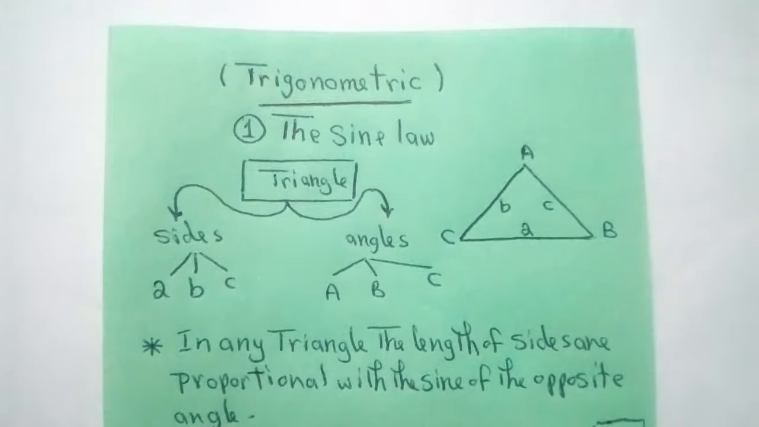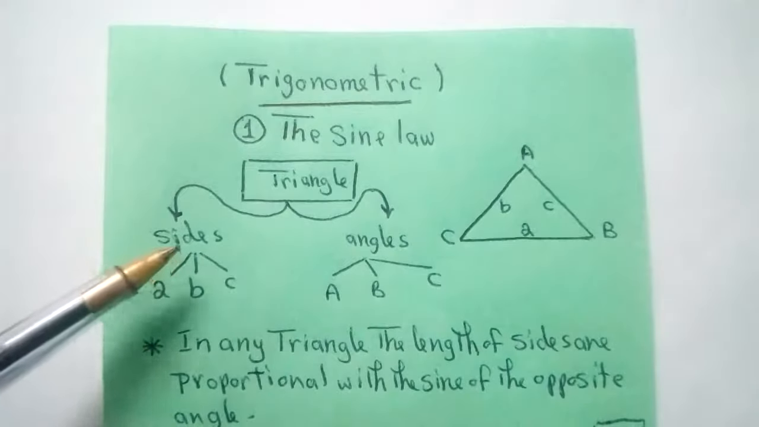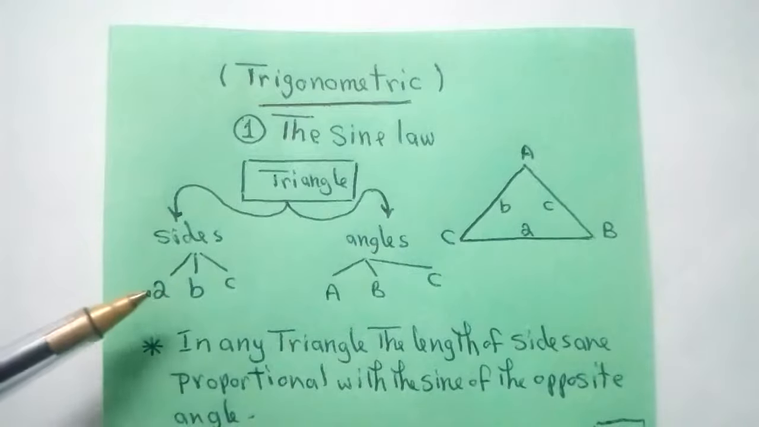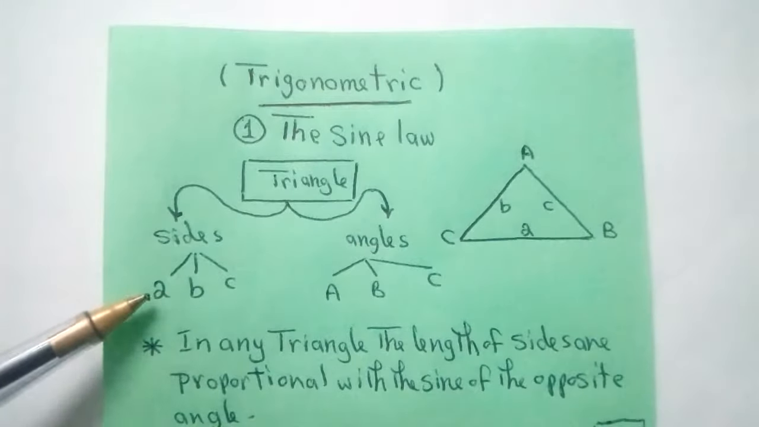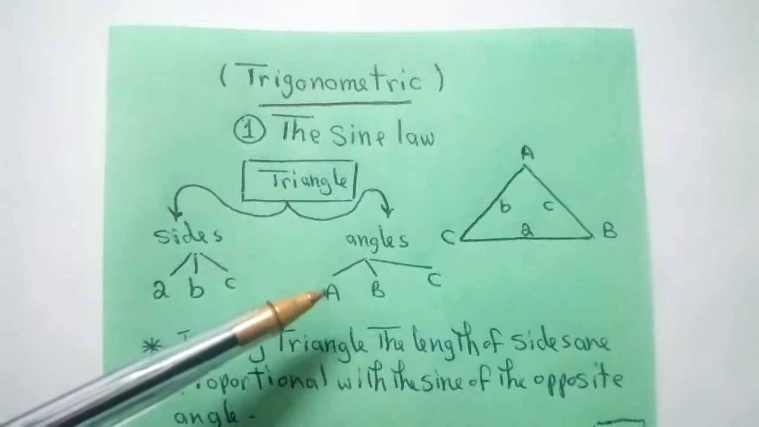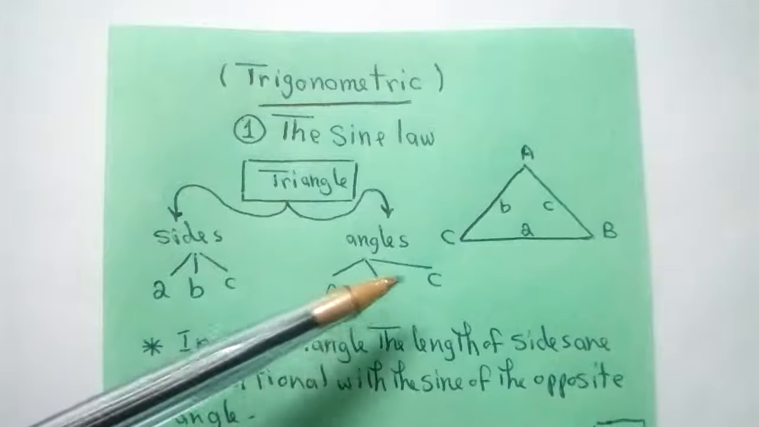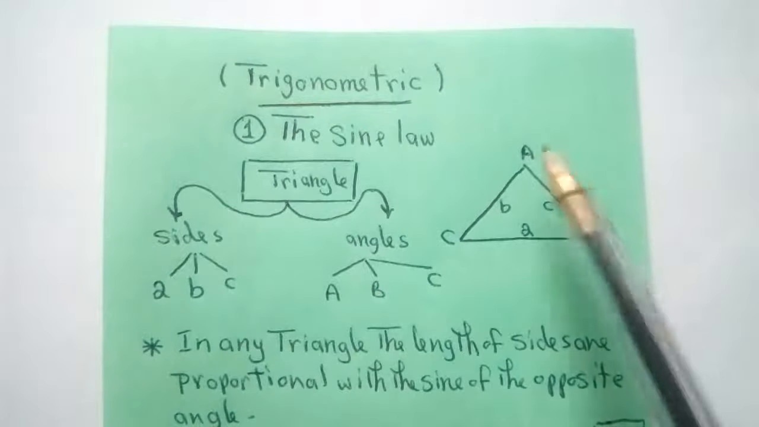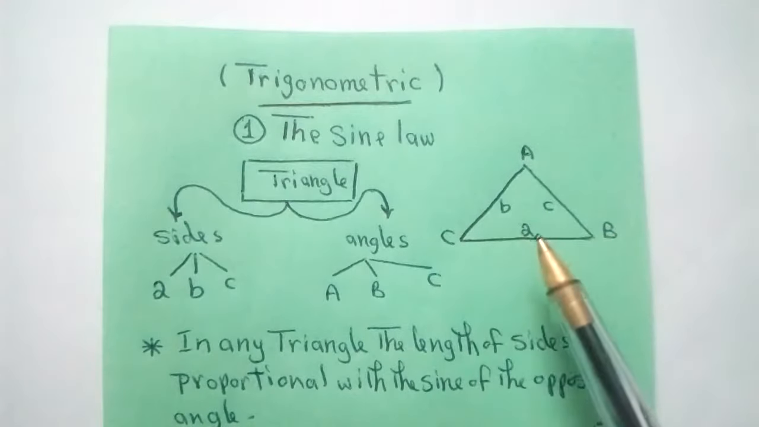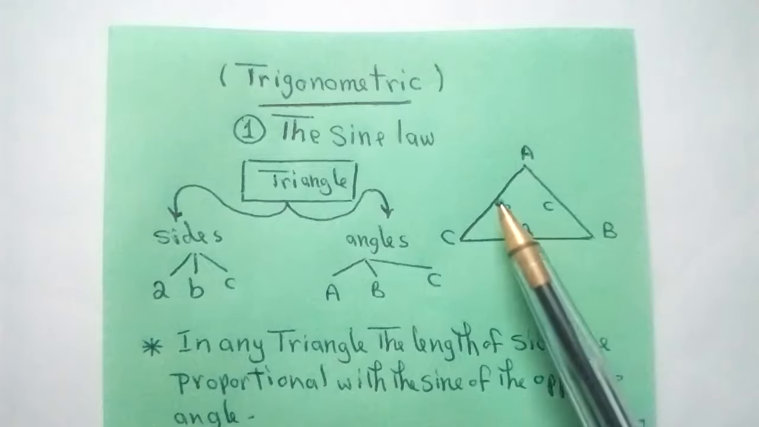First lesson in trigonometry: the sine law. In any triangle, there are three sides and three angles. The three sides are denoted by small letters a, b, c, and the three angles by capital letters A, B, C. So there are three angles A, B, C and three sides small a, small b, small c.